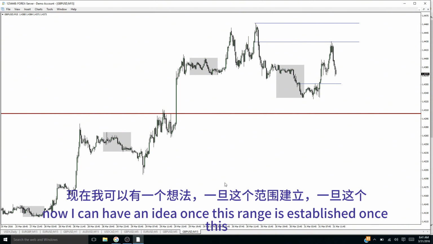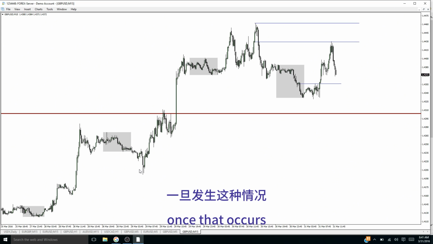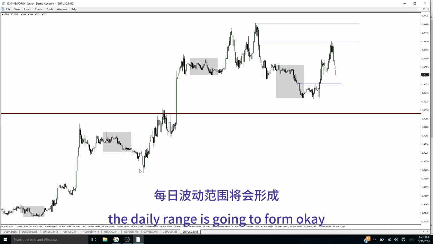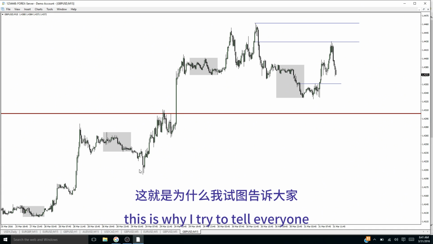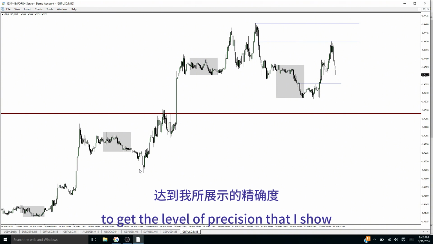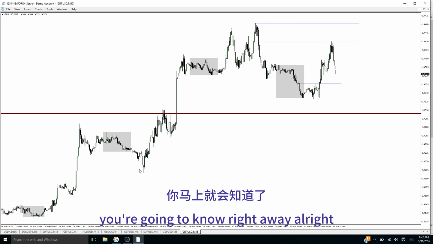Now I can have an idea once this range is established, once this last candle closes on the day. Once that occurs, I now have the building blocks to formulate where I believe the daily range is going to form. And this is why I try to tell everyone you're going to have to work your ass off to get the level of precision that I show, because you're not going to have an indicator just plot something and all of a sudden you're going to know right away.